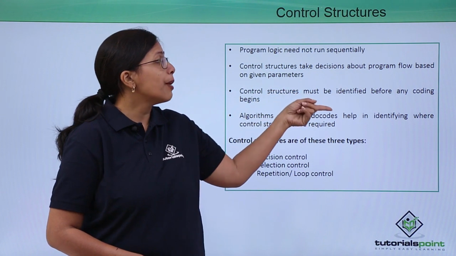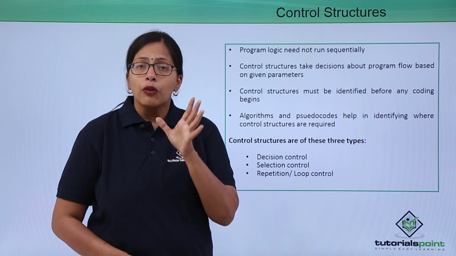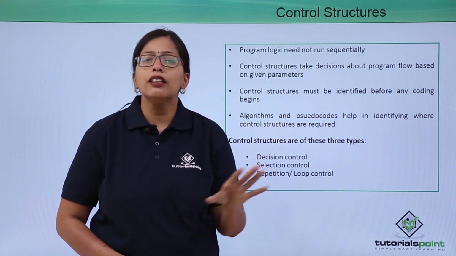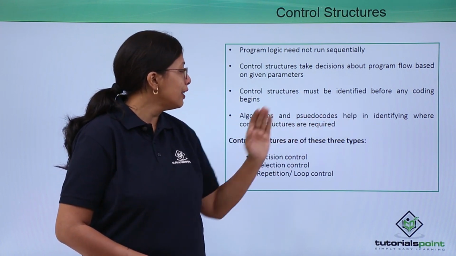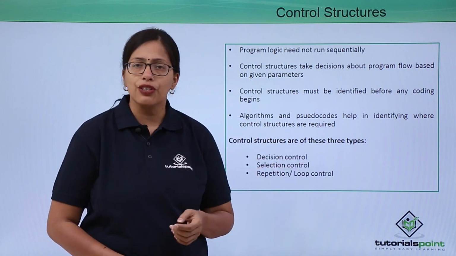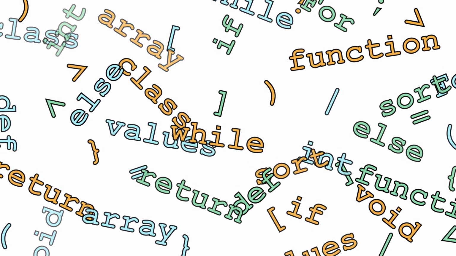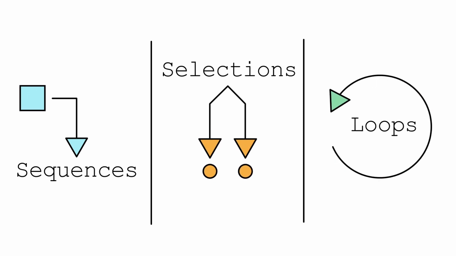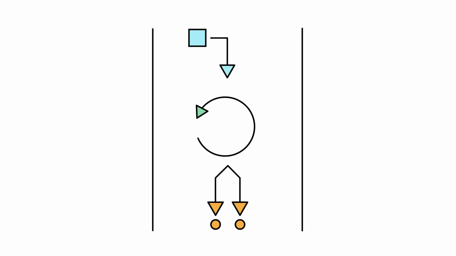Control structures must be identified before any coding begins. Why? So that the coder is very clear where he has to apply the coding structures. Algorithms and pseudocodes help in identifying where the control structures are required. Surprisingly, it can often be broken down into three simple programming structures called sequences, selections, and loops. These come together to form the most basic instructions and algorithms for all sorts of software.